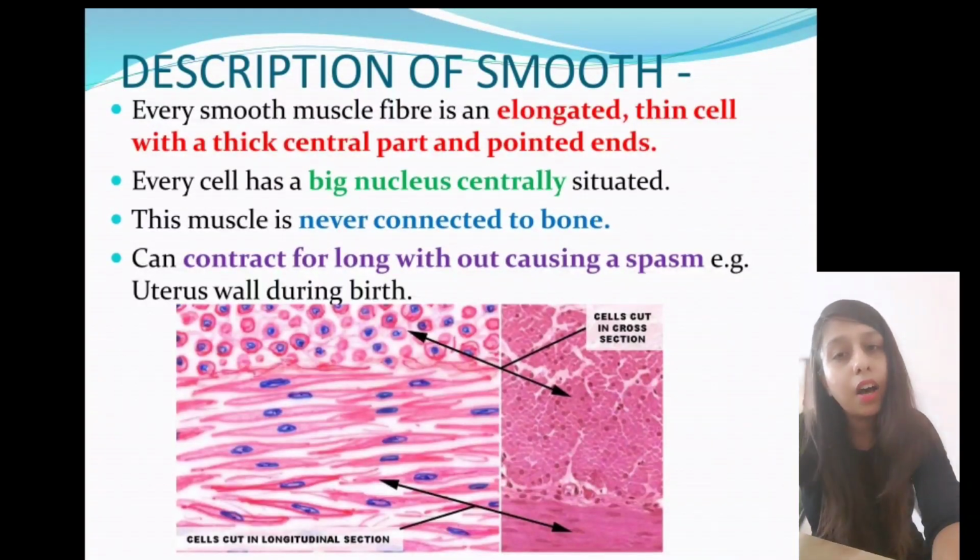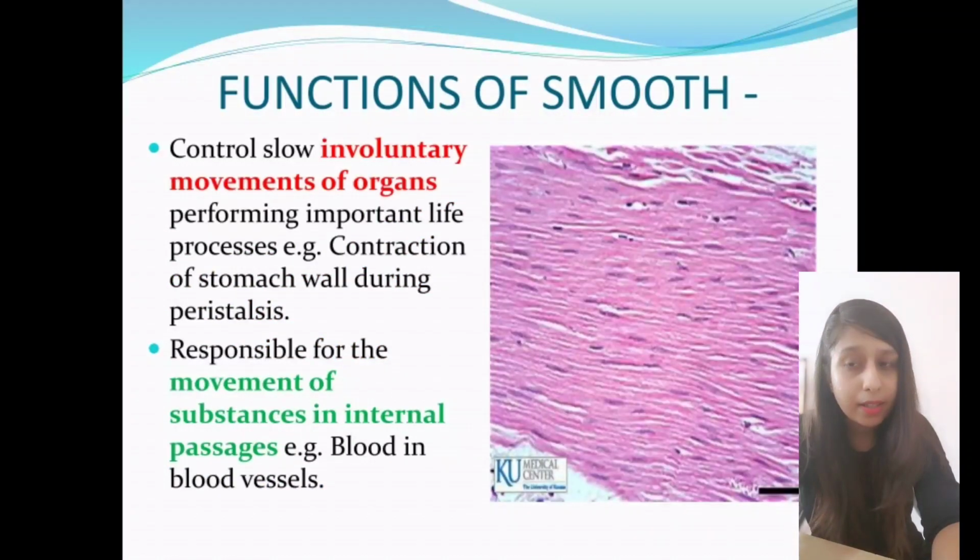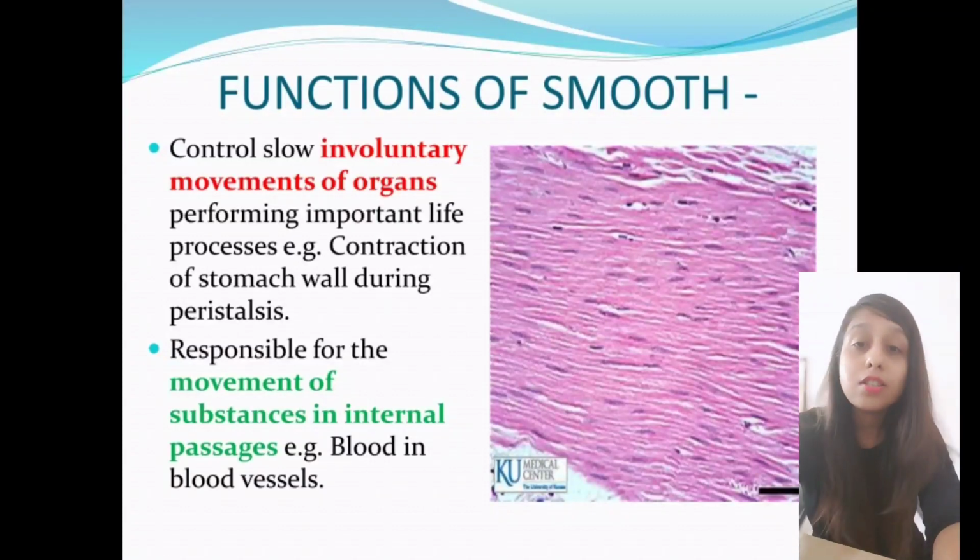They are also present in the wall of the uterus. Now these smooth muscles are found widespread in the body, in the walls of blood vessels, digestive tract, respiratory ducts, urinary ducts, and reproductive ducts. They are also present in the iris of the eye and form small muscles. Therefore, these are the tissues which show involuntary movements, that is, the movements which are not in our own control. Hence, they are also known as involuntary muscles or non-striated muscles.